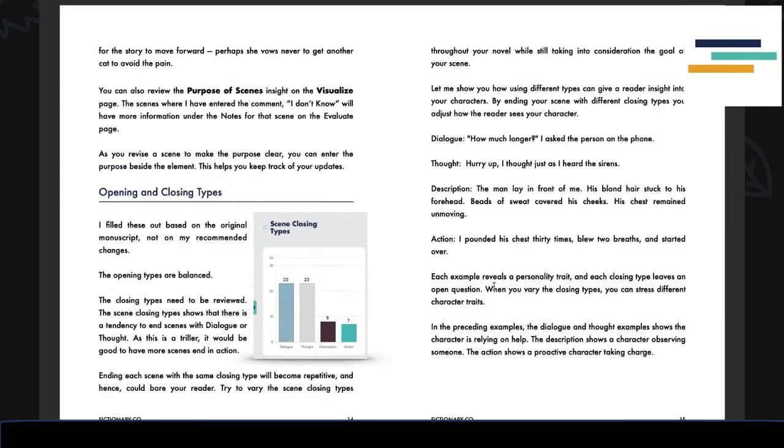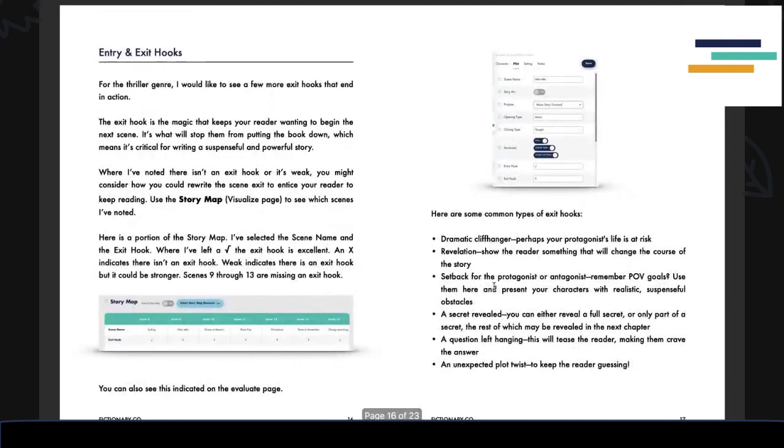The opening and closing types, the editor fills out as you go, and this is just a screenshot of the opening types. So the opening types are balanced, so it's fine. And then the closing types are a little unbalanced. So here you can see that this writer has used dialogue and thought way more than description and action. And so there's a description here of how to change that around.